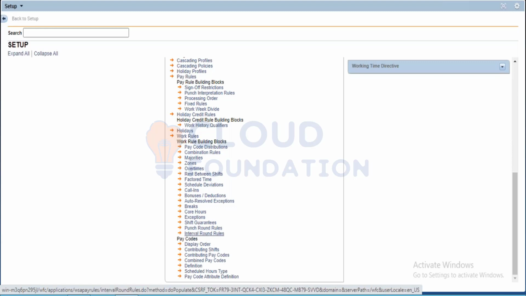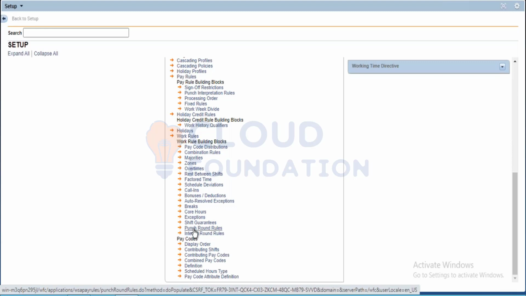What the interval round rule does is round the whole shift. For example, say I have worked from 8:15 to 4:47, so it's roughly 8 hours. My shift is 8 hours, but I worked 8 hours and 2 minutes. It's going to round the total shift value, not the punch.